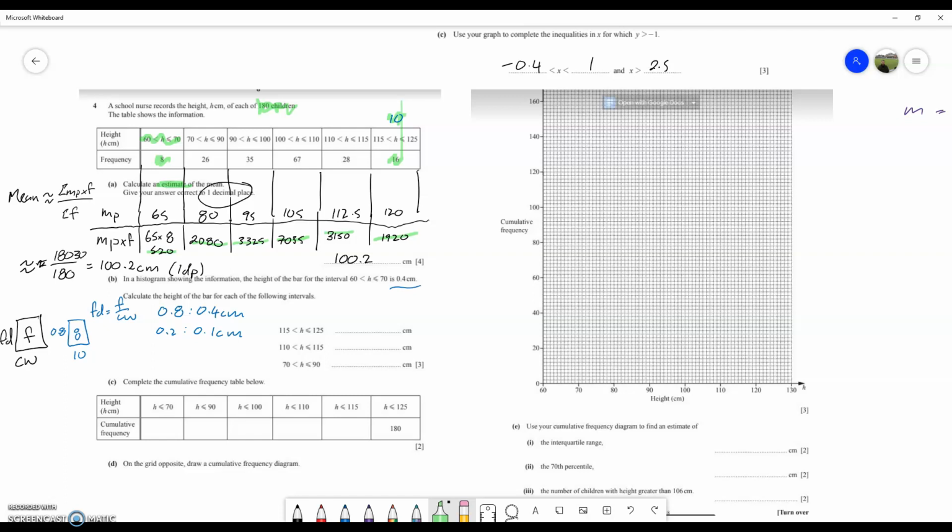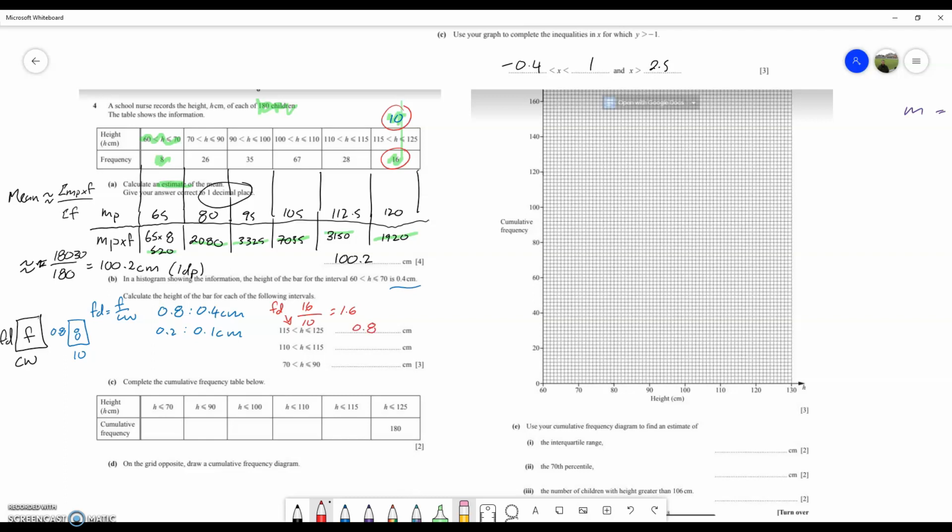So I'll use a different color here. That means our frequency density for this one would be 16 divided by 10, which is 1.6. Then for the height, we just have to halve that, so our height would be 0.8.